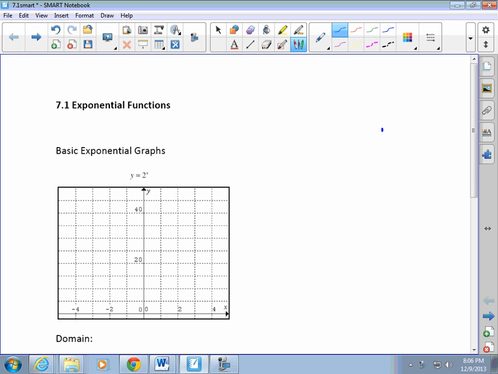Okay, so chapter 7 here is dealing with exponential functions and doing some graphing with it. And some of this isn't going to be brand new because we've done graphs of these things before. We're going to work a little bit with transformations on them and do some problem solving with it. So basic exponential graph: y is equal to 2 to the power of x.